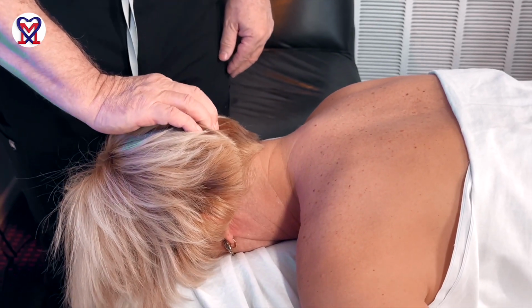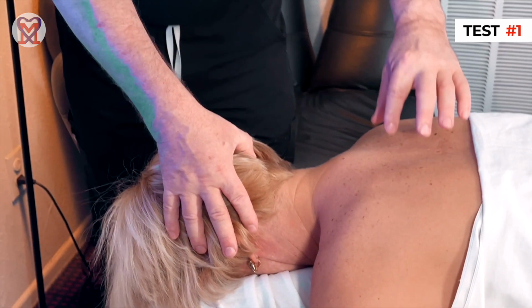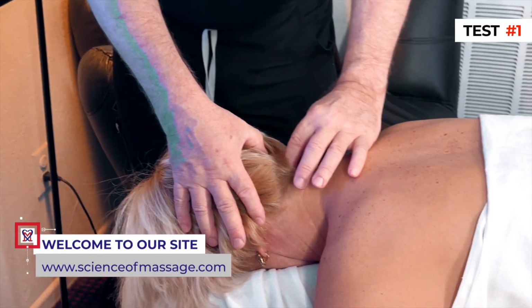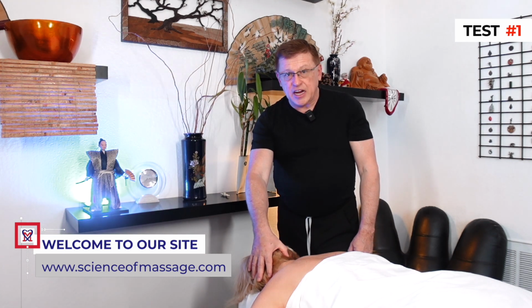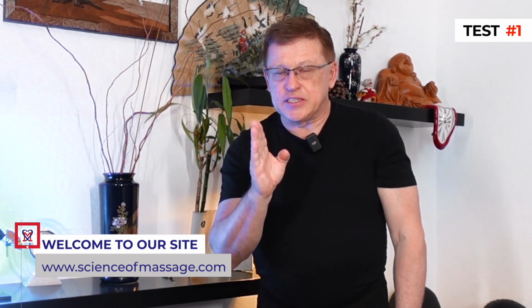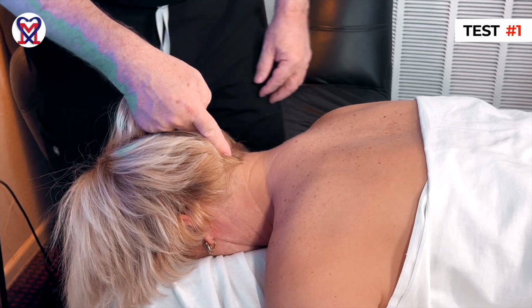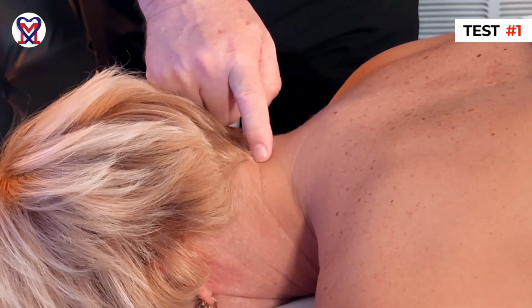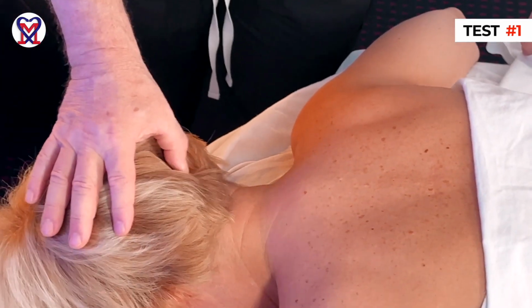Here is the posterior neck. My fingers right now are on the occipital ridge, which is the most prominent bone at the back of the skull. At the occipital ridge, we have insertion of all posterior cervical muscles. And our first test is application of compression force on the occipital ridge next to the middle line. This is the middle line where the spinous processes of the cervical vertebrae are. Here is the middle line of the spinous processes of the cervical vertebrae, and here is the occipital ridge.